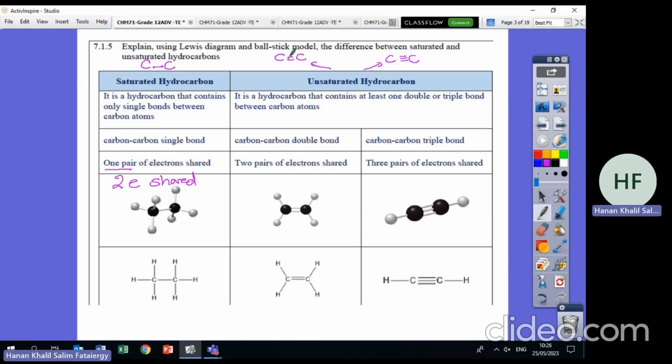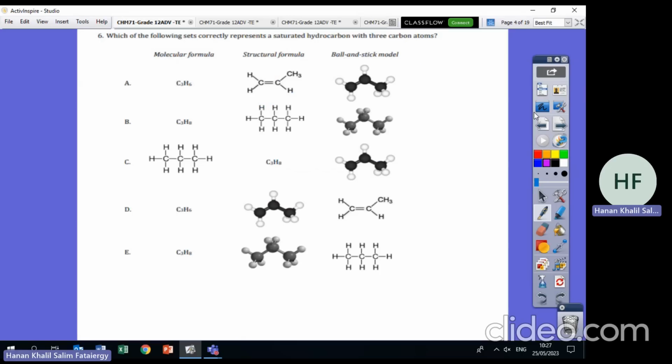Now here in the double bond, how many electrons? Each bond is 2 electrons, one in the beginning, one at the end. So we either can say it has 4 electrons or 2 pairs are shared between the C and the C. Now here we have 3 pairs or 6 electrons. Okay. Now the other KPI, which of the following represents a saturated?